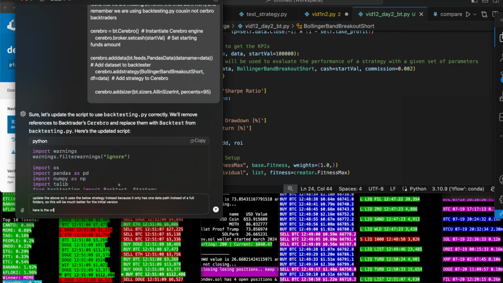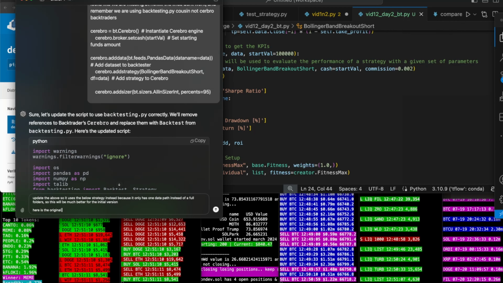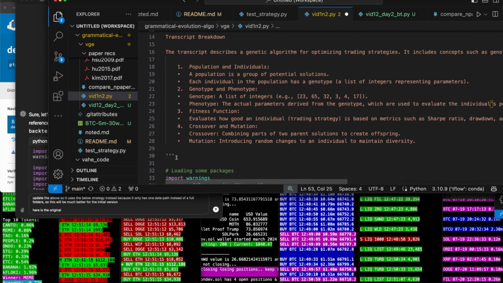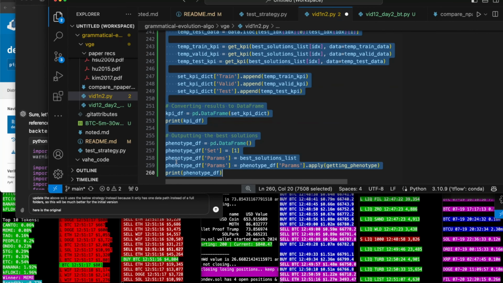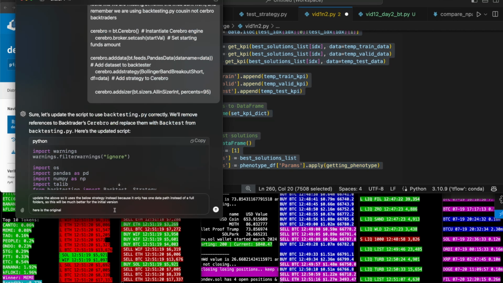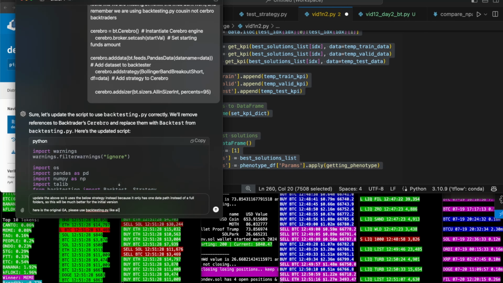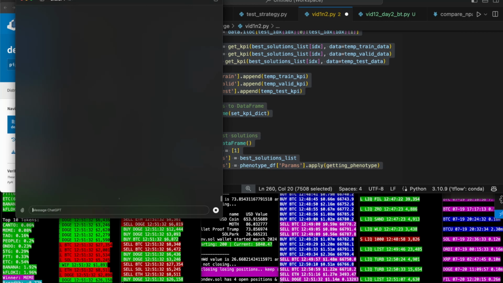Here is the original GA. Please use backtesting.py like I mentioned before. Please, please, please. Love you.